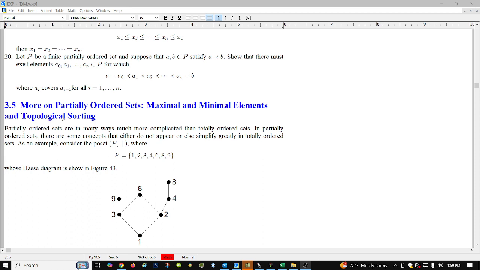Topological sorting is something that's very important in certain areas of application, such as computer science. So we'll go into that in the next video.